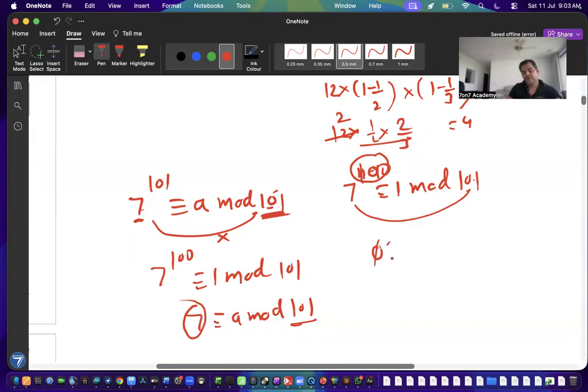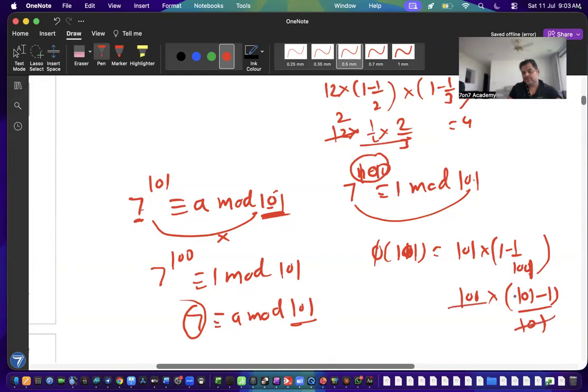Anyway, if you want to find the totient function of 101, this would give you 101 into 1 minus 1 over 101, which is 100. The 101 cancels out, and this becomes 100. For a prime number you have only one factor, and one less than the number is always the totient function. That is why Fermat's Little Theorem works like that. You understand Fermat's Little Theorem and the totient function also.